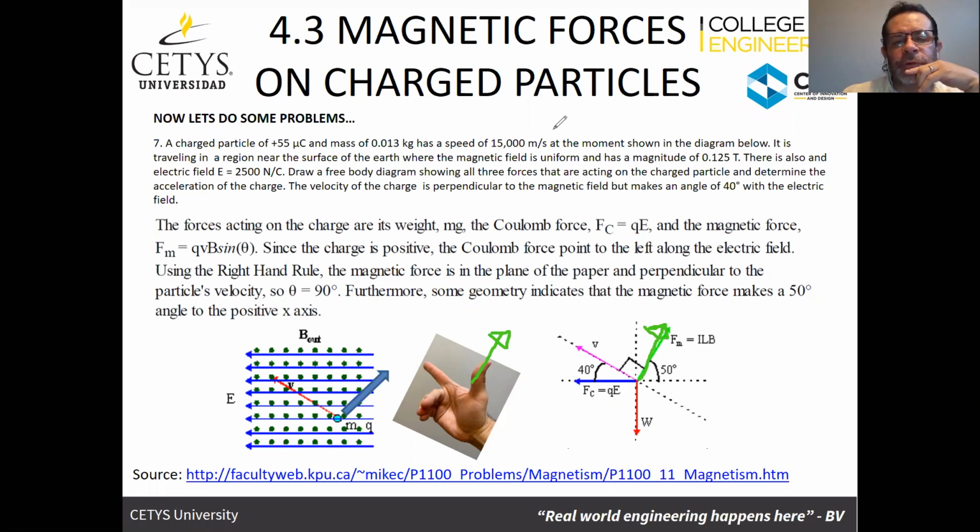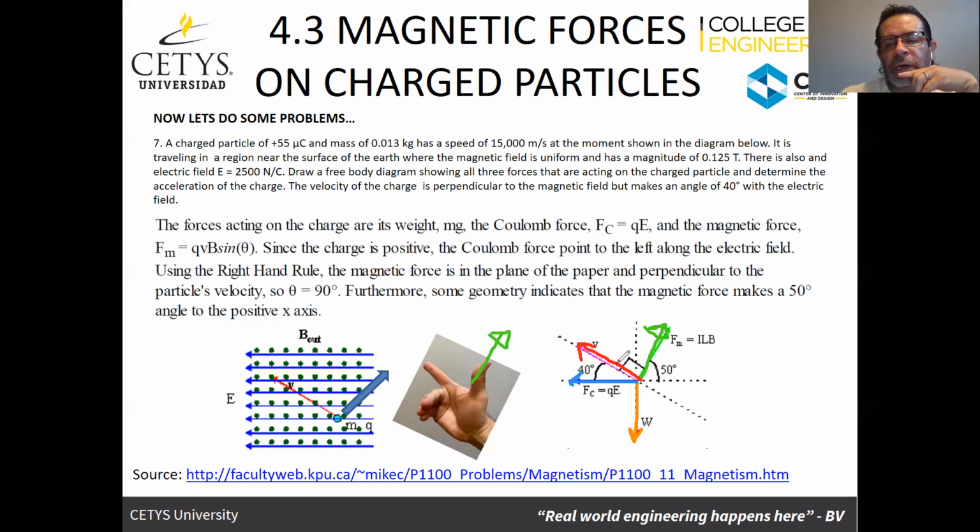Then we're going to have another force that's going directly down, which is the weight, or the gravitational force. And then we've got an electrical field force that we're going to put going this way. And the problem states that the particle moving with the velocity, this red arrow here, has an angle of 40 degrees with the electrical field. And that's this 40 degrees that we've got here.